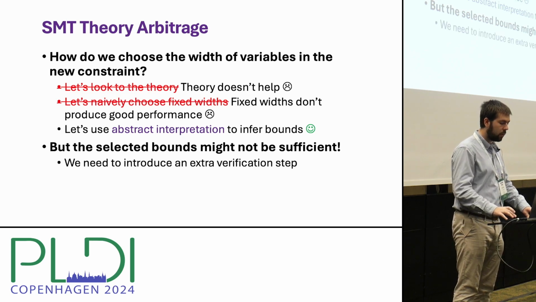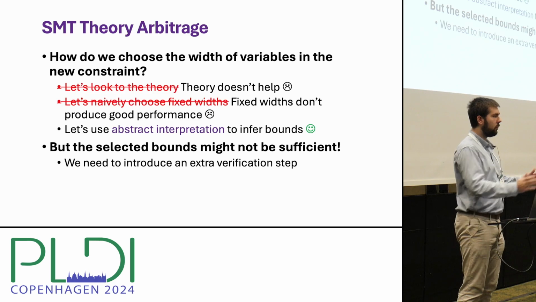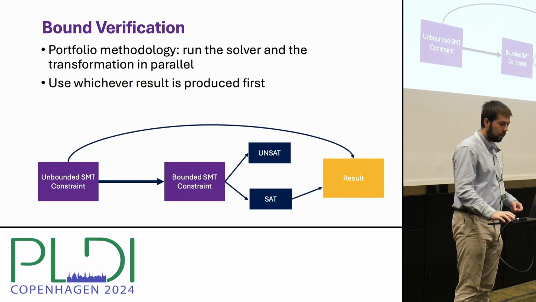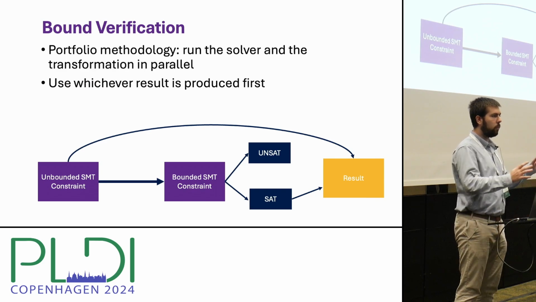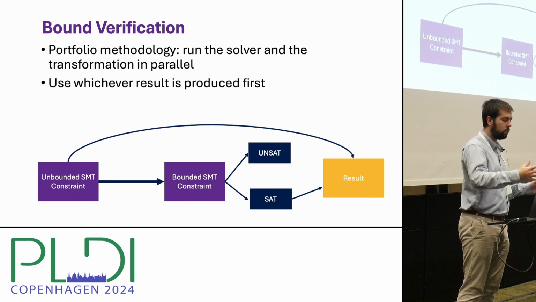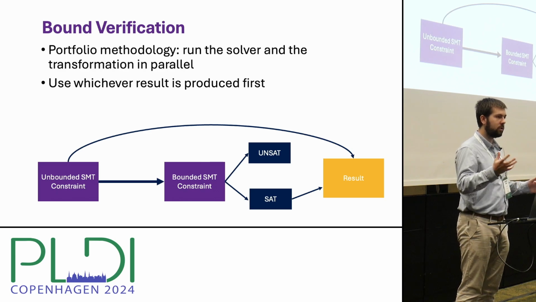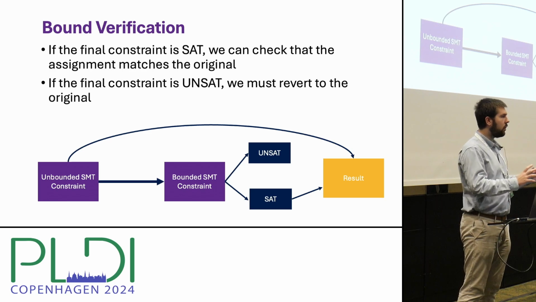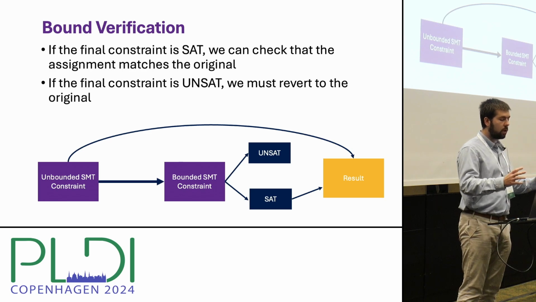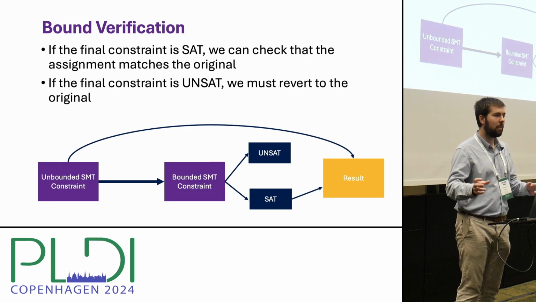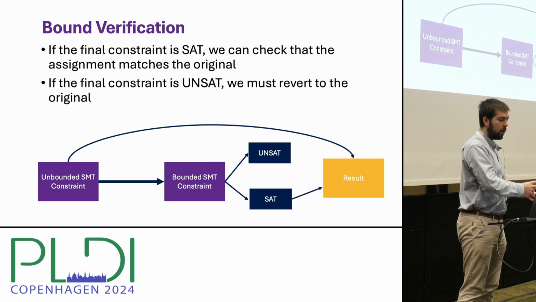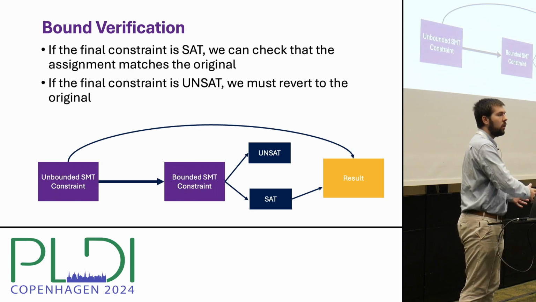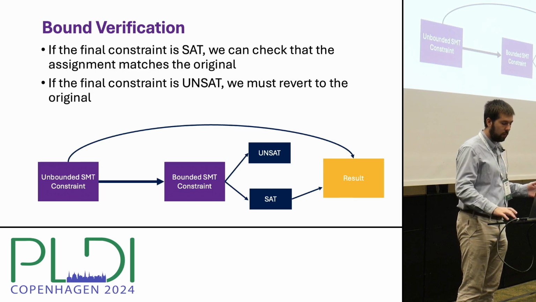And it's impossible to tell in advance whether it was wrong or not. So instead, we introduce a verification at the end to make sure that the bounds we chose were correct. The way we do this is by following portfolio methodology. So we run our approach and a solver in parallel and use whichever result is produced first. And if the final constraint is satisfiable, then we can check that the satisfying assignment matches the original. If the final constraint is unsatisfiable, then we just revert to the original and don't produce any performance improvement.